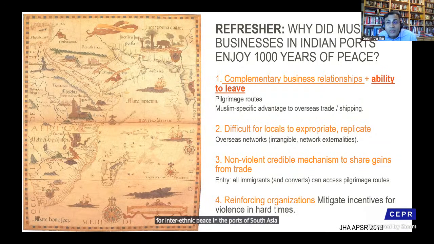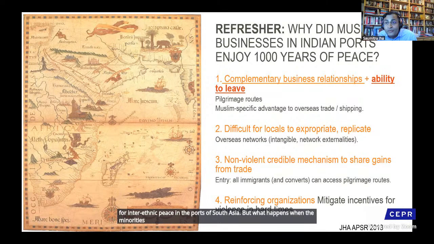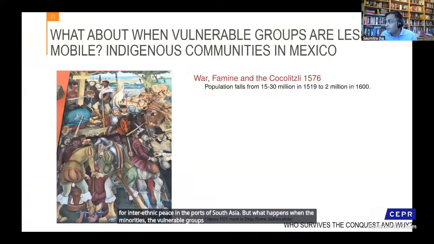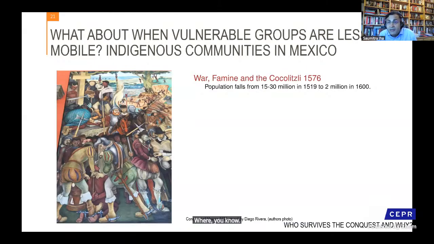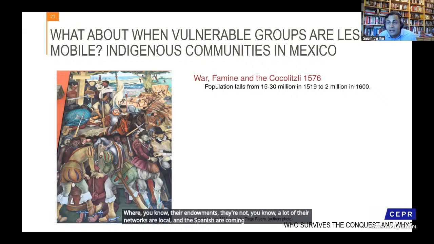But what happens when the minorities, the vulnerable groups, are not mobile? I think an important example of this is the indigenous communities in Mexico, where their endowments and a lot of their networks are local, and the Spanish are coming from outside and are militarily more powerful for much of the colonial period.